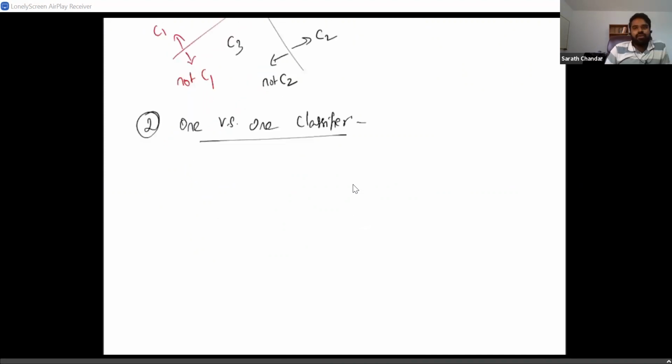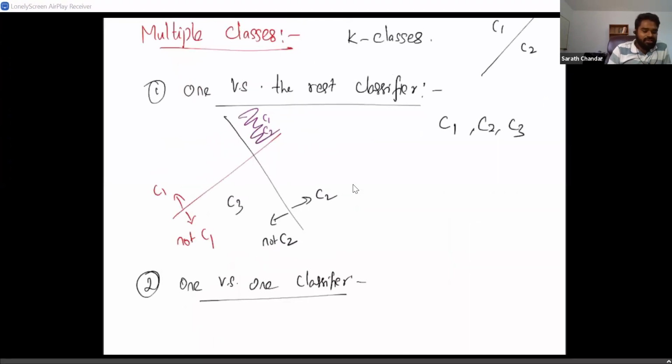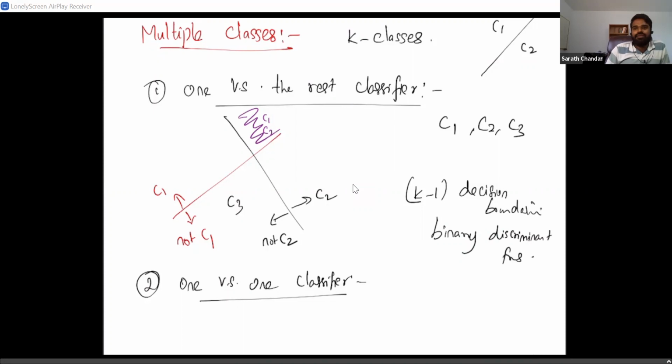Okay, so in this case, remember that in one versus rest, if you have k classes, you're going to have k minus one decision boundaries, right? Or in some sense, k minus one binary discriminant functions, right?